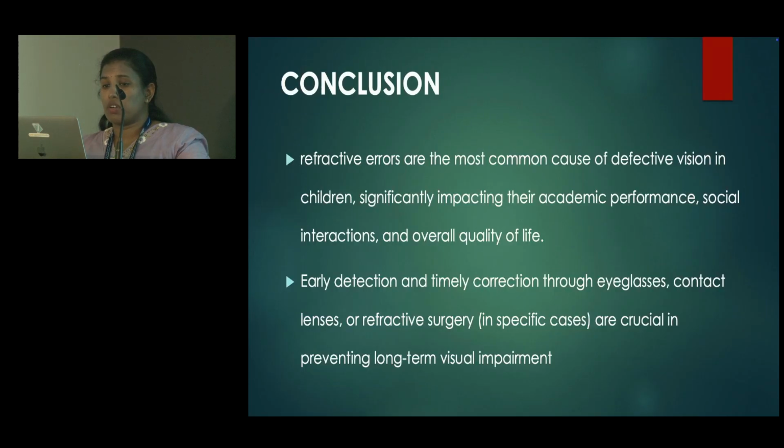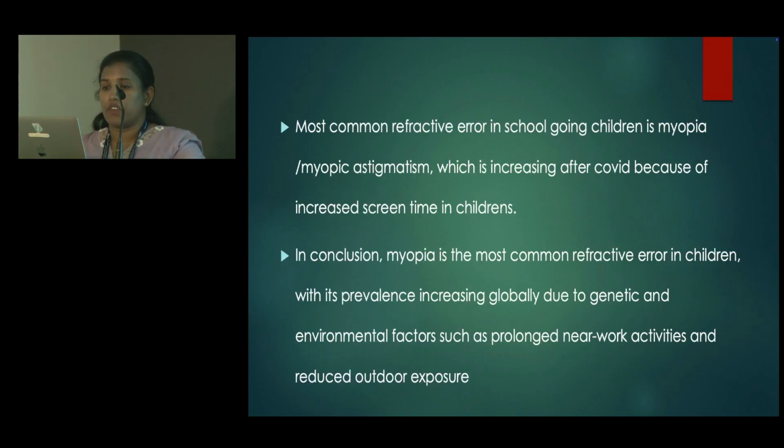And coming to the conclusion: refractive errors are the most common cause of defective vision in children, significantly impacting their academic performance, social interactions, and overall quality of life. Early detection and timely correction through eyeglasses, contact lenses, or refractive surgery are crucial in preventing long-term visual impairment. The most common refractive error in school-going children, according to my study, is myopia or myopic astigmatism, which is increasing after COVID because of increased screen time in children.